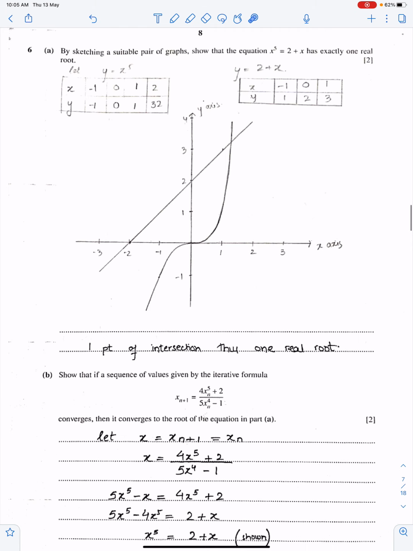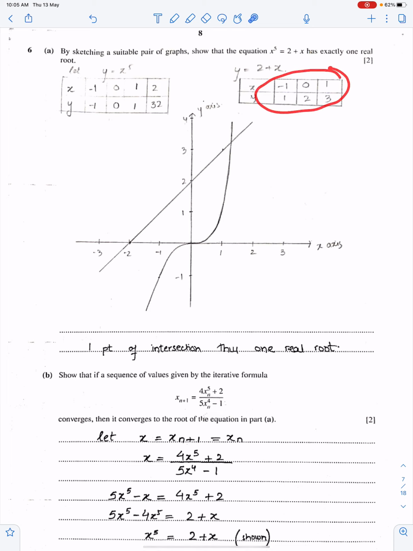Question number 6. By sketching a suitable pair of graphs, show that the equation has exactly one real root. This is so simple. You just need to sketch this separately and this separately. You can make the boxes for these two functions. Let y be x power 5 and then y be 2 plus x.